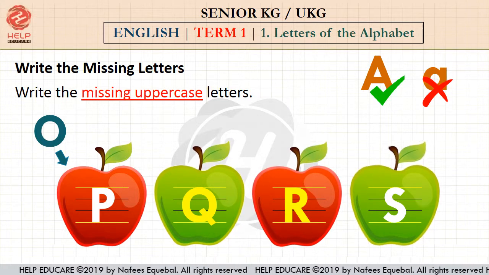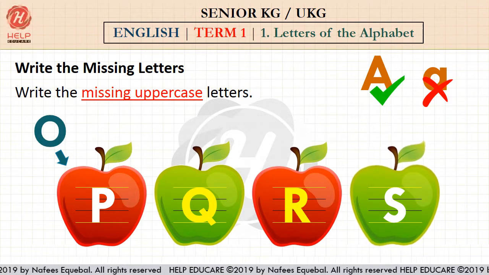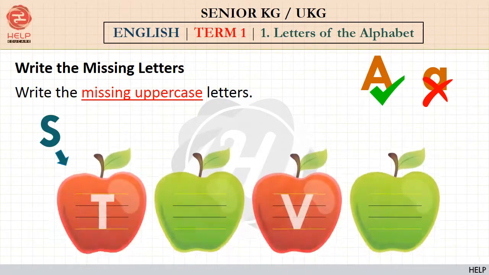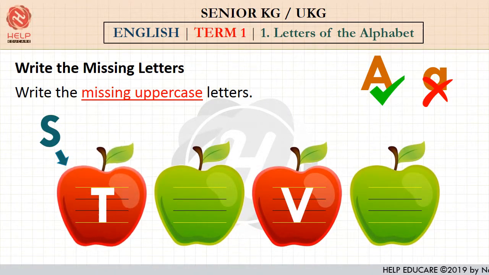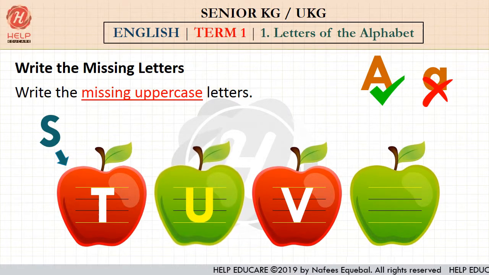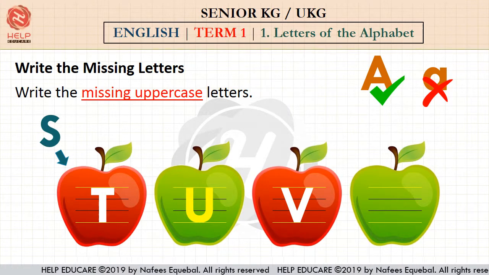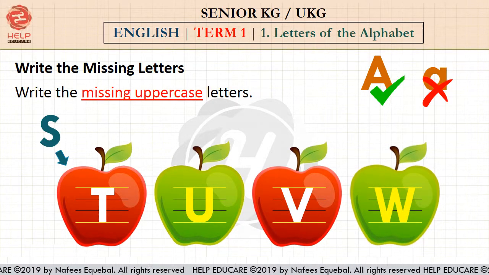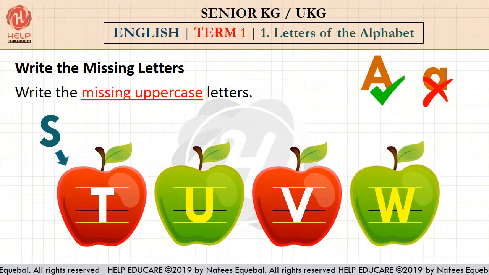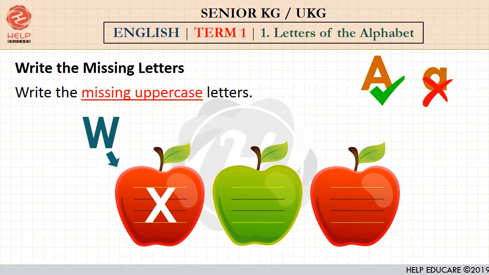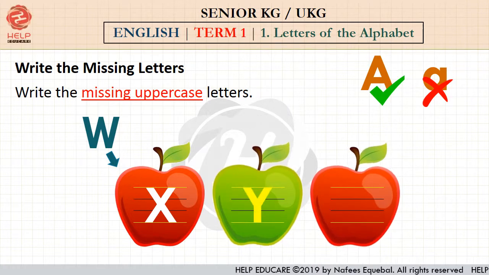S comes after R, which is already there. T comes after S, already there. U comes after T, put the same on the apple. V comes after U, which is already written on the red apple. W comes after V, put the letter W on the apple. Now the last three letters are X, Y, and Z. So put the letters Y and Z on the apples.